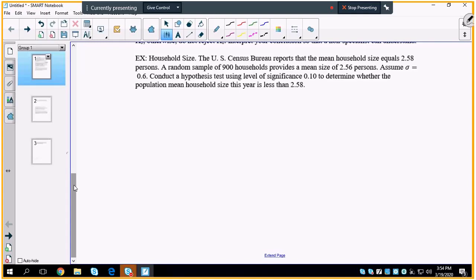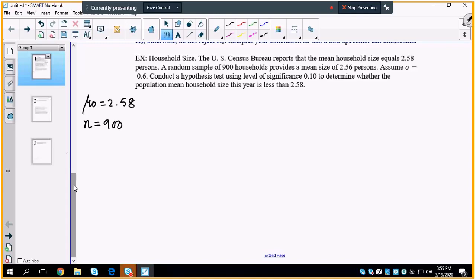The US Census Bureau reports that the mean household size equals 2.58. So this is your existing mean. You're going to say that mu naught is 2.58. A random sample of 900 households. So the sample size is pretty big, 900. We will do the testing.